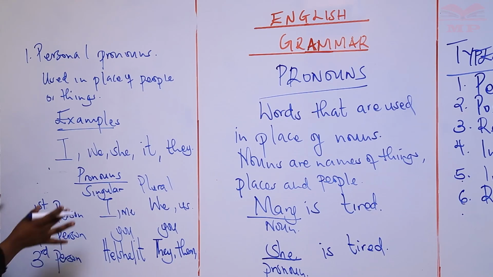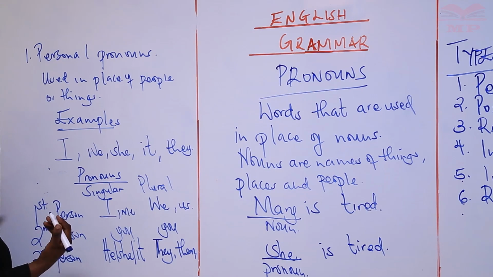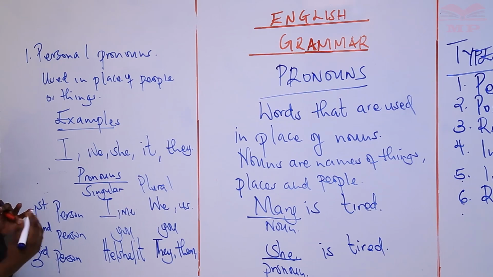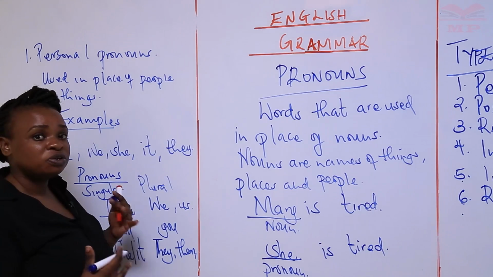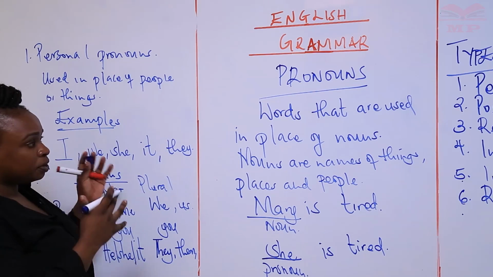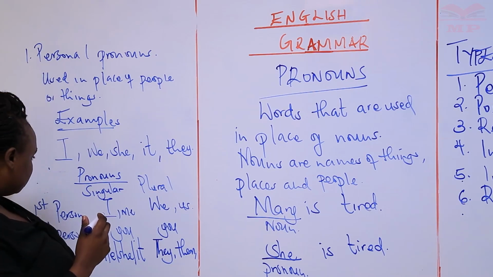So we say that these are types of what? Personal pronouns. But now we've gone ahead to classify them just because sometimes you can be told to use the first person pronoun or the second person pronoun or the third person pronoun. Sometimes you can use such terms when we're talking about some aspects of pronouns. All right, so that is all for personal pronouns.